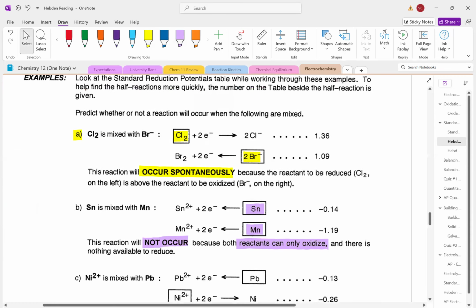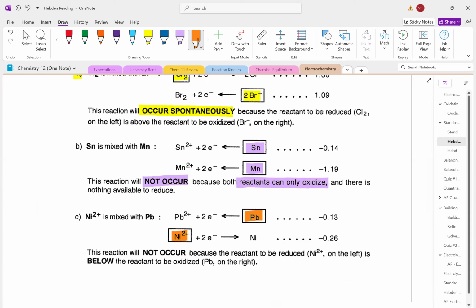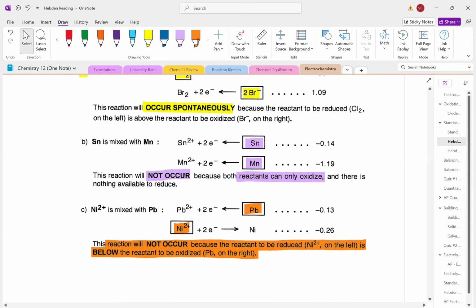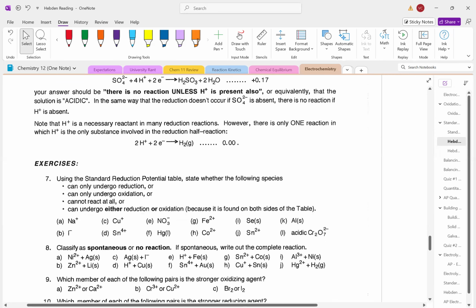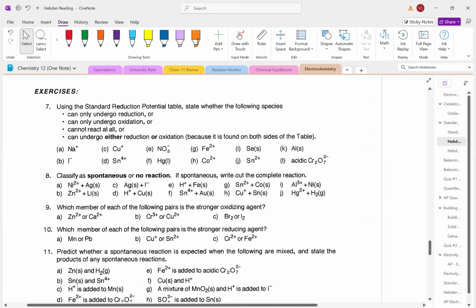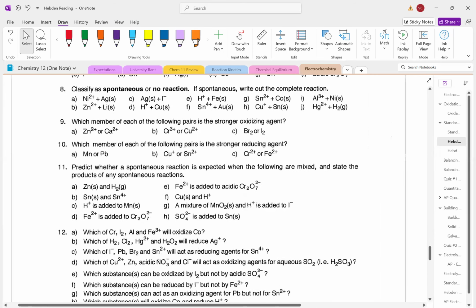And in the last example that they give you, in this particular case, you have lead and nickel. Even though lead will oxidize and nickel will reduce, the reaction will not occur because the reactant to be reduced is below the reactant to be oxidized. Okay. Now, my hope is you did have a chance to go through some of the examples and some of the exercises, number 7, 8, 9, 10, 11, and 12.